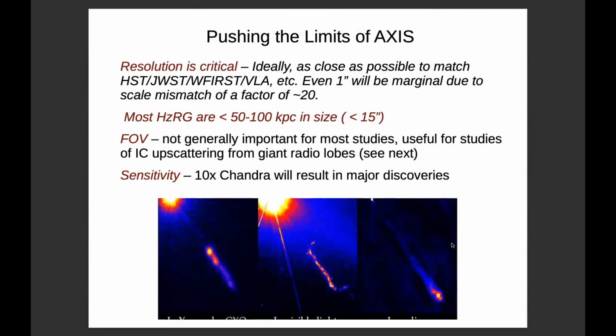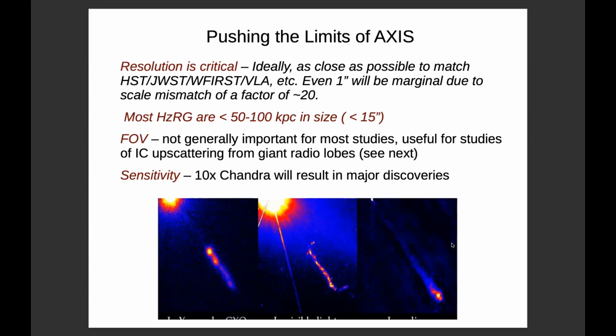But yeah, studies of resolved jets are definitely pushing on the limits of AXIS. In particular, resolution is really critical. Ideally you would be down to the diffraction limit if you could, just because you can see detailed structures in the radio on less than 0.1 arc second scale. So even 1 arc second presents some challenges due to the scale mismatch. Now, I think with some clever deconvolution type things, we can do better than that in terms of information.